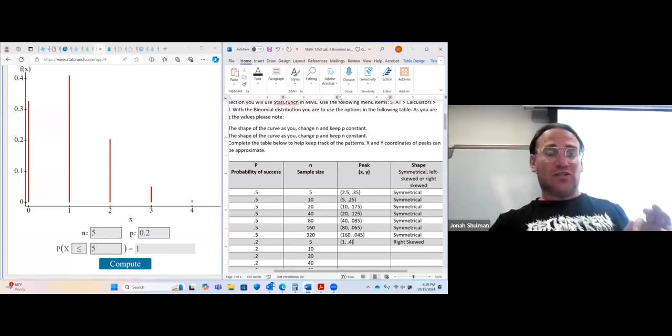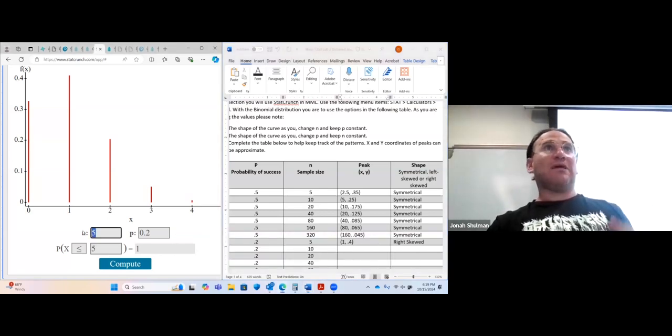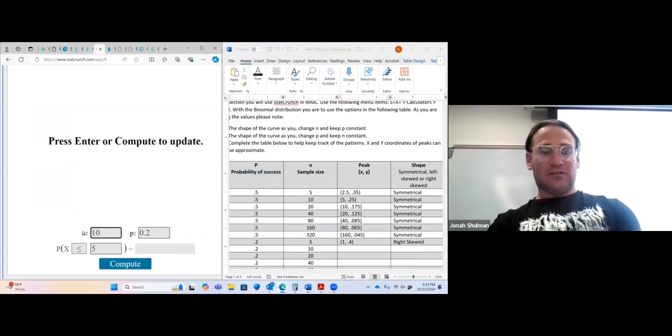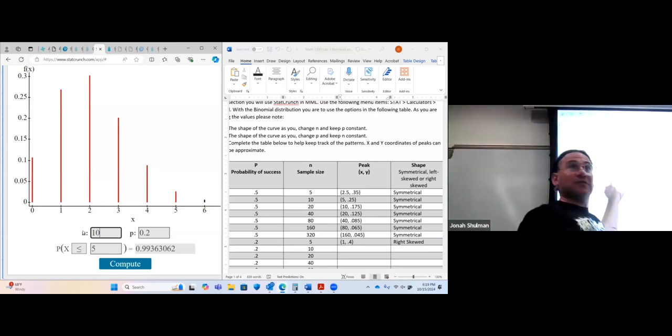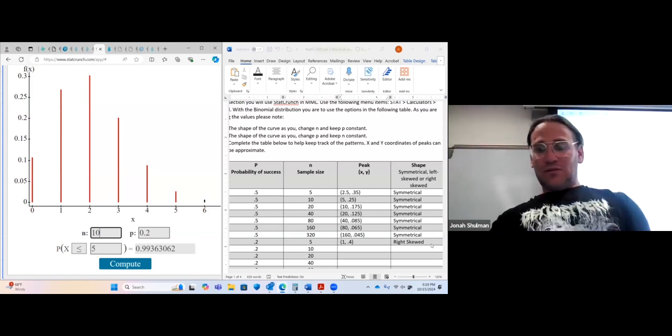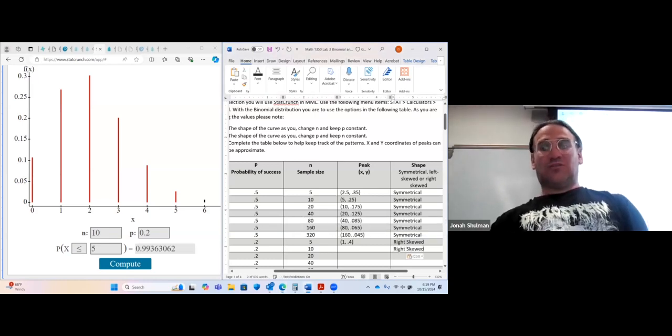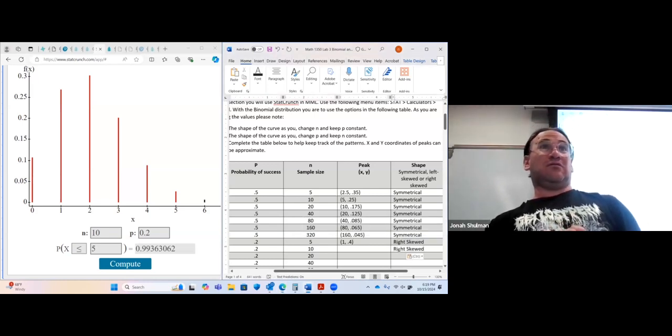Now I have to change this n, my sample's gonna grow from 5 to 10. Let's look at it. See how it's getting more bell curved? You see how it's getting more symmetrical? Is it still right skewed? Yes. All right, is anybody lost? Did I lose anybody? Please don't be afraid to ask a question.